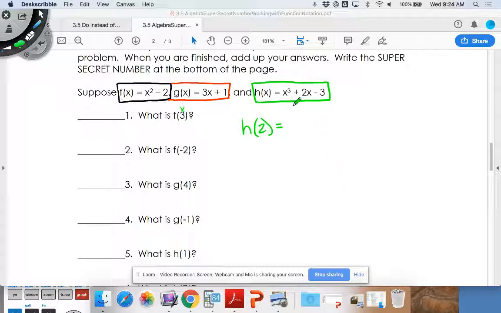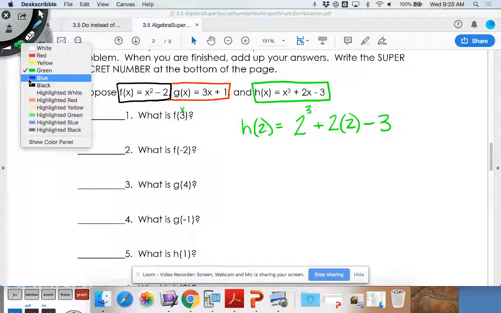So all that means is we're going to put a 2 in place of the x, okay? So we would do 2 cubed plus 2 times 2 minus 3. So where did I get all this stuff? Straight from the function. But instead of x's, I put in a 2 because that's the number that was in the parentheses for us. And now I just solved that using our PEMDAS.